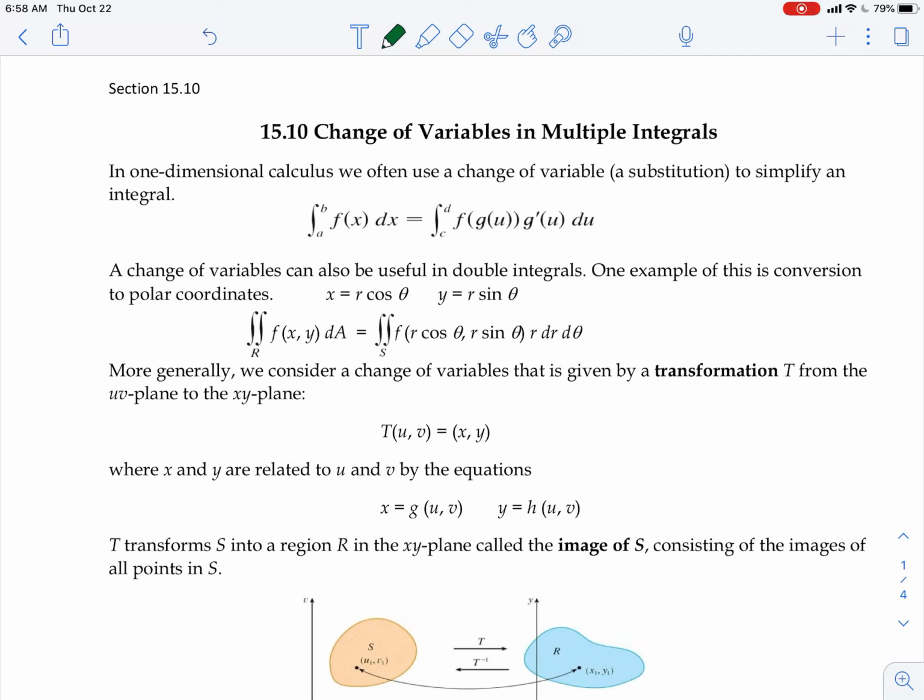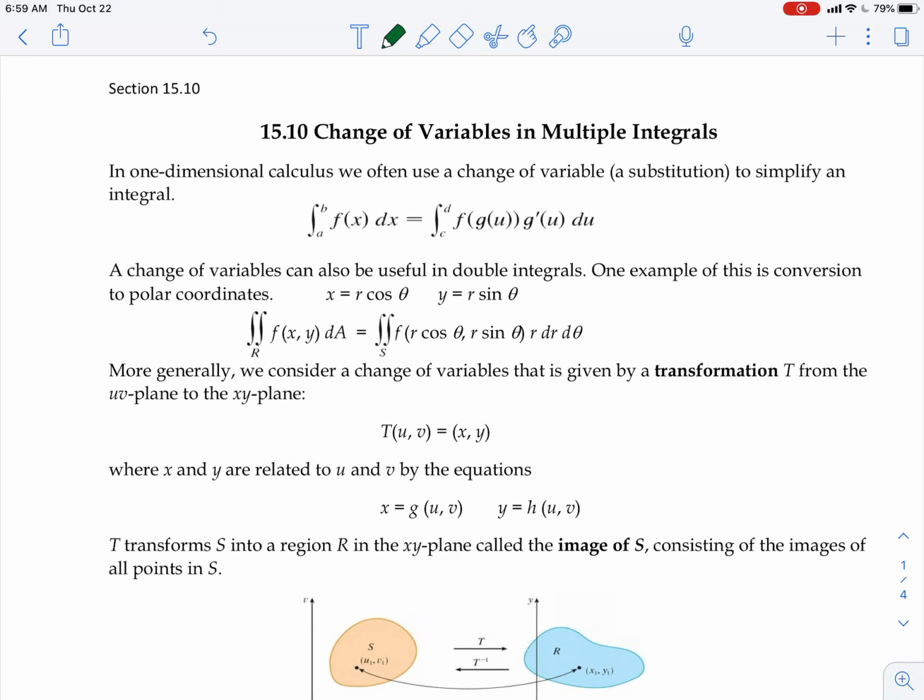In Calc 1, when we were integrating functions that were a little bit difficult, we could use U substitution to make the problem look a little bit easier, especially in the integration. And what we did was, instead of integrating over the x-axis, we changed the axis in which we were integrating, and we integrated over a u-axis. You're probably not told that in Calc 1, but it's something that I want to tell you.